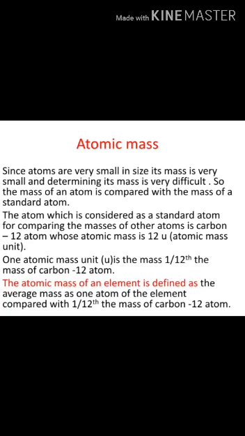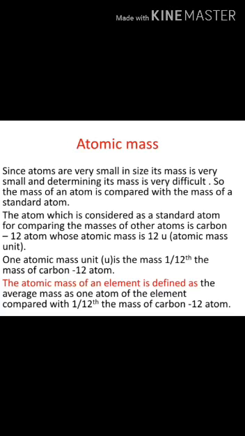Atomic mass. Since atoms are very small in size, their mass is very small and determining it is very difficult. So the mass of an atom is compared with the mass of a standard atom. The atom considered as the standard for comparing the mass of other atoms is the carbon-12 atom, whose atomic mass is 12 u, atomic mass unit. One atomic mass unit is 1/12th the mass of a carbon-12 atom.